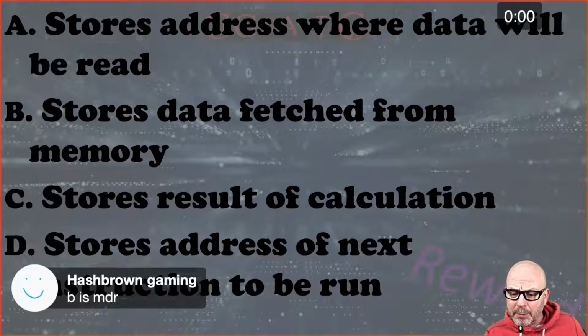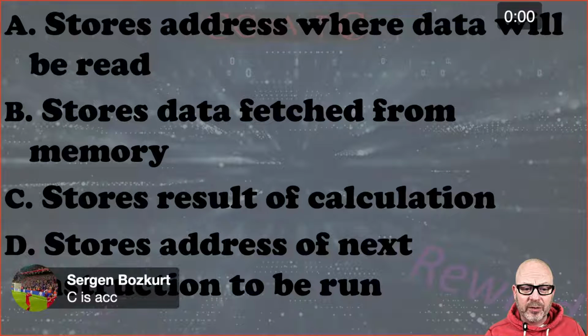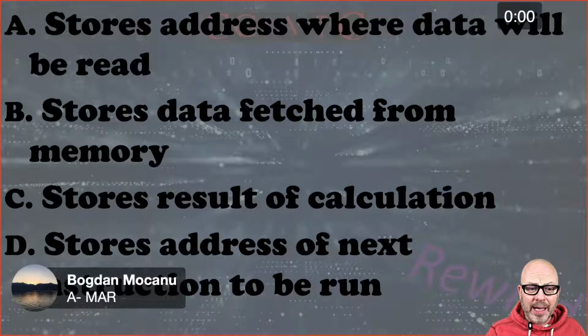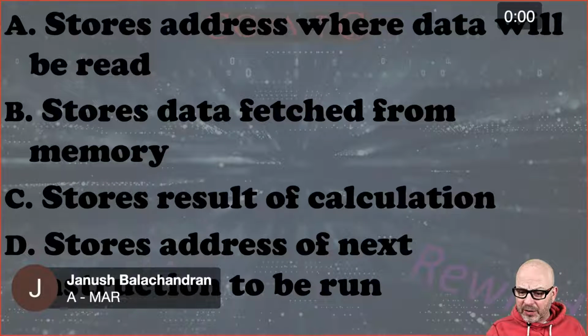Hash Brown Gaming is coming with B is MDR, and we know the M is going to be the memory, so that's a pretty smart answer there. We've got Sergen who's saying that C is the accumulator. Okay. We've got Bogdan who's saying MAR, and don't forget the A is the address, so this is looking good. And then we've got Sergen who's saying AMI. Janusz, hi Janusz, welcome. Janusz is saying MAR.